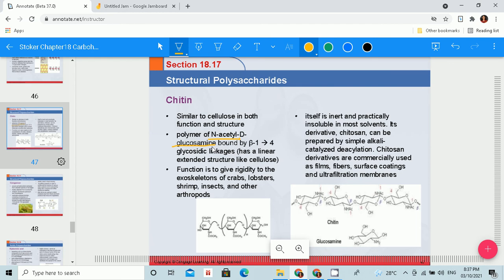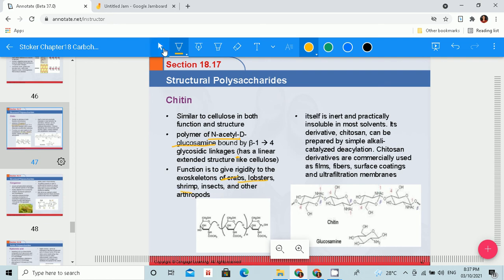Wait a minute. Amino sugar. Okay, so we have an amino, the nitrogen, and our acetyl. Okay, it has a linear structure. It has beta 1,4 glycosidic linkages, a linear extended structure like cellulose, and its function is to give rigidity to the exoskeletons of crabs, lobsters, and shrimps.